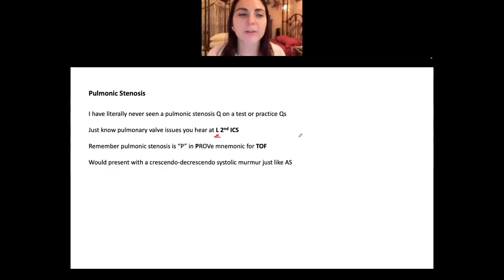The only time I could think of you getting a pulmonic stenosis type question is in tetralogy of Fallot. There's that PROVE mnemonic, the P in tetralogy of Fallot, and it tells you what the tetrad includes: pulmonic stenosis. So that's really the only clinical time I could think of pulmonic stenosis. But it would present exactly like the aortic stenosis murmur sounds. It would be a crescendo, decrescendo, systolic murmur, just on the left side now.